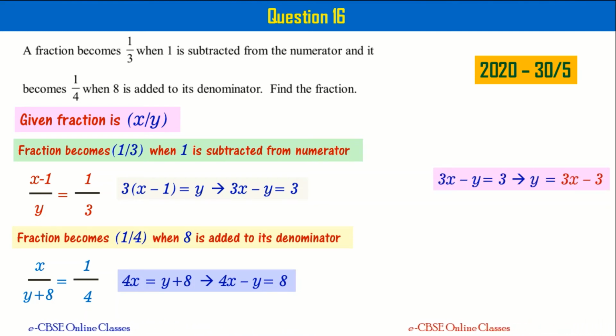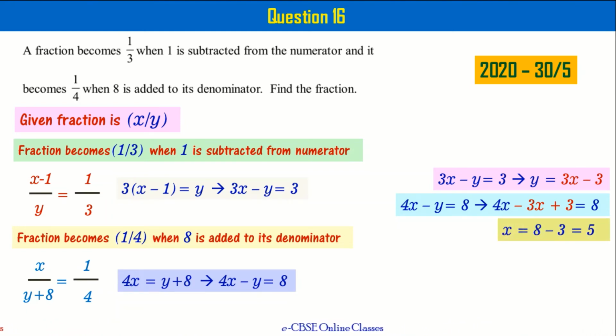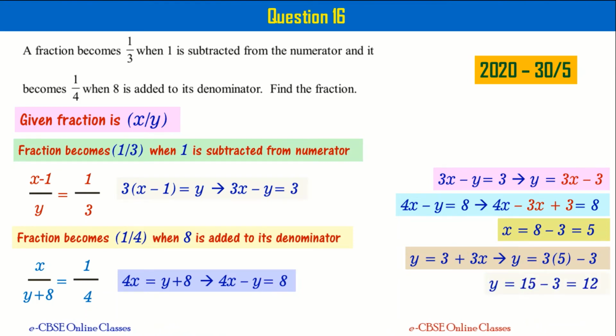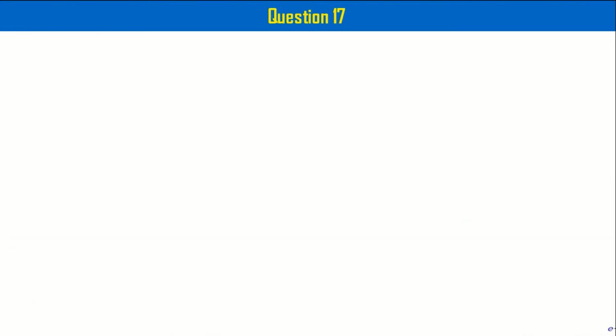Let me first rearrange the first equation, that is 3x minus y equal to 3, as y equal to 3x minus 3, and substitute the value of y into the other equation such that you will write 4x minus 3x plus 3 equal to 8. Simplify it such that you get x equal to 5. Let's now substitute x equal to 5 into one of the equations to get y equal to 12. It means x equal to 5 and y equal to 12. So the fraction is x by y equal to 5 by 12. Let's take a note of this. Let's go to the next question.